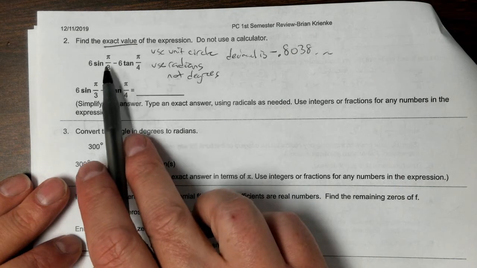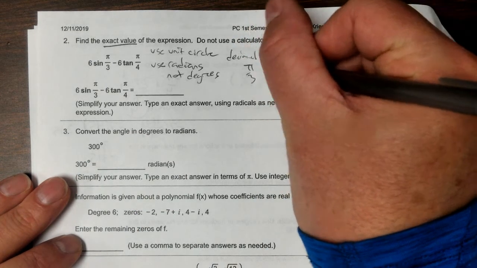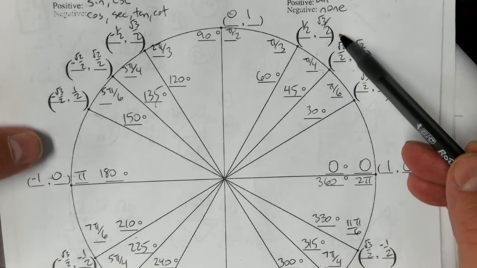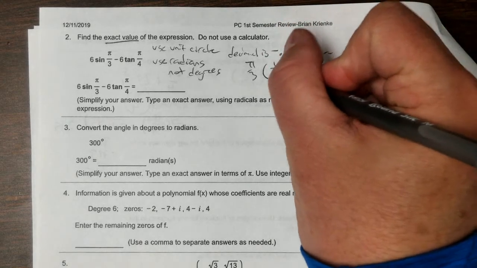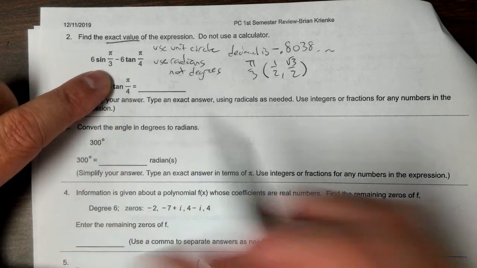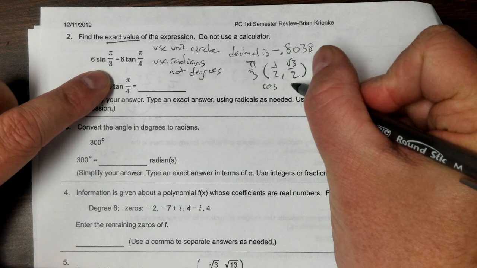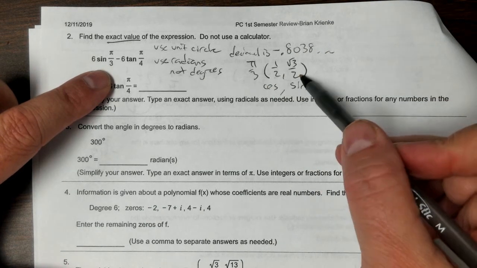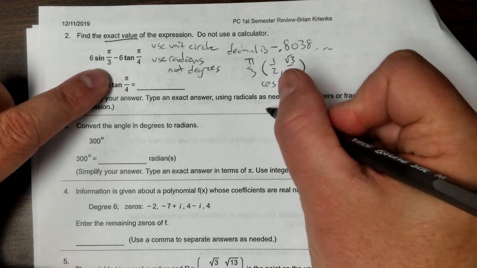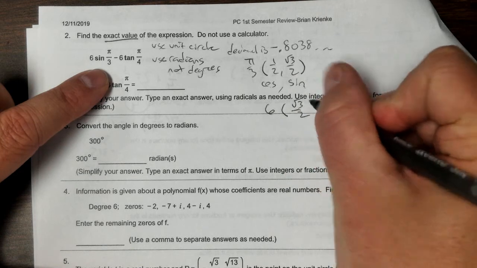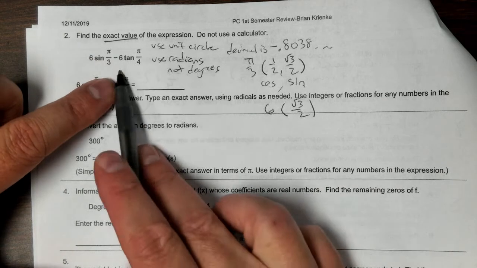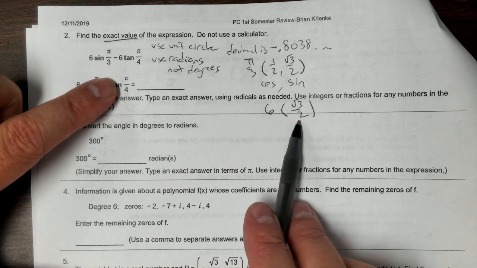So the first thing is, for pi thirds, on your unit circle, that ordered pair is 1/2 comma square root of 3 over 2. And so when we're doing sine of that, that's the y answer. Because remember, an xy ordered pair is like cosine comma sine. So that means we have 6 times square root of 3 over 2. Because we have the 6, we bring it down. And the sine of pi thirds is the square root of 3 over 2.